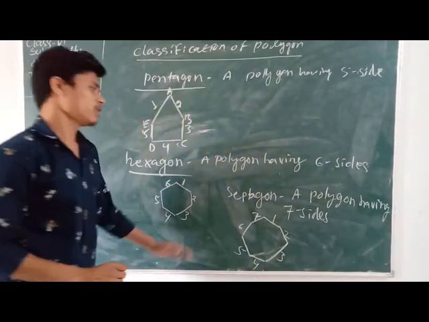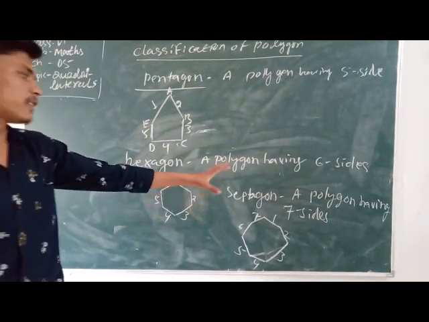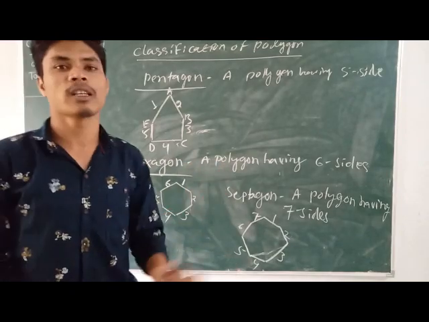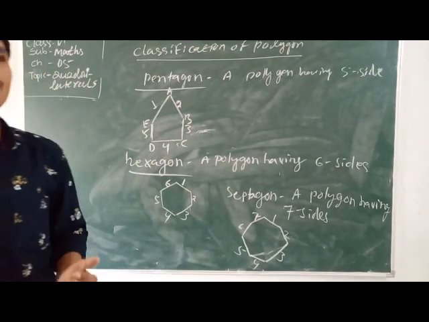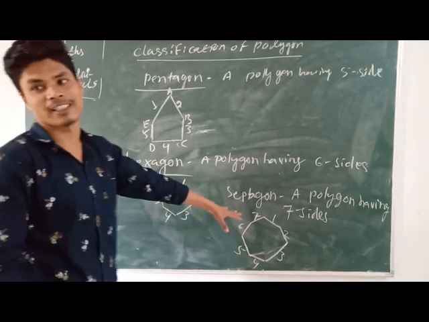Like this figure. Then a polygon having 7 sides. How many sides is there? 7 sides. That's why the polygon is called a septagon. Then after the septagon we learn about the octagon. Octagon means what? A polygon having 8 sides. You can draw the figure of 8 sides, that is an octagon.